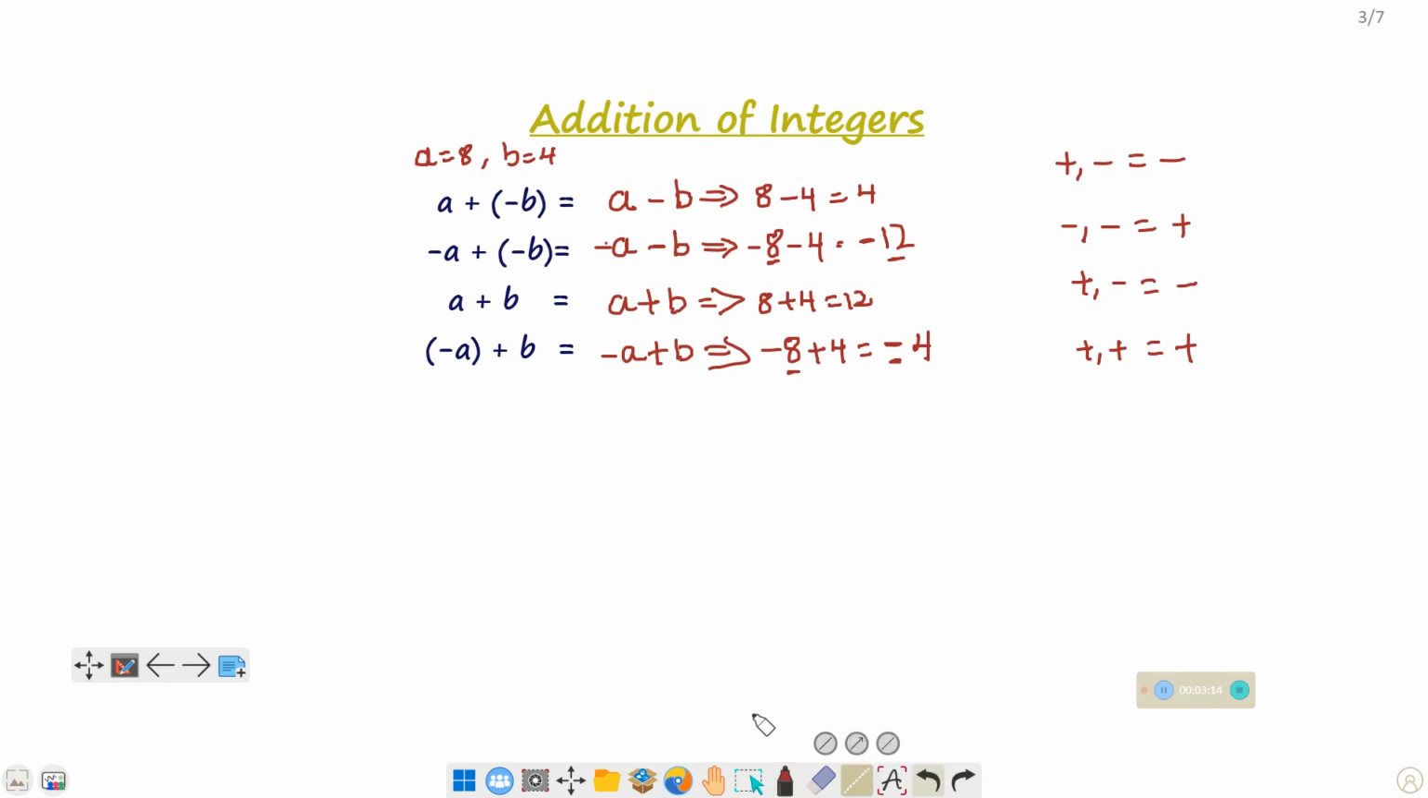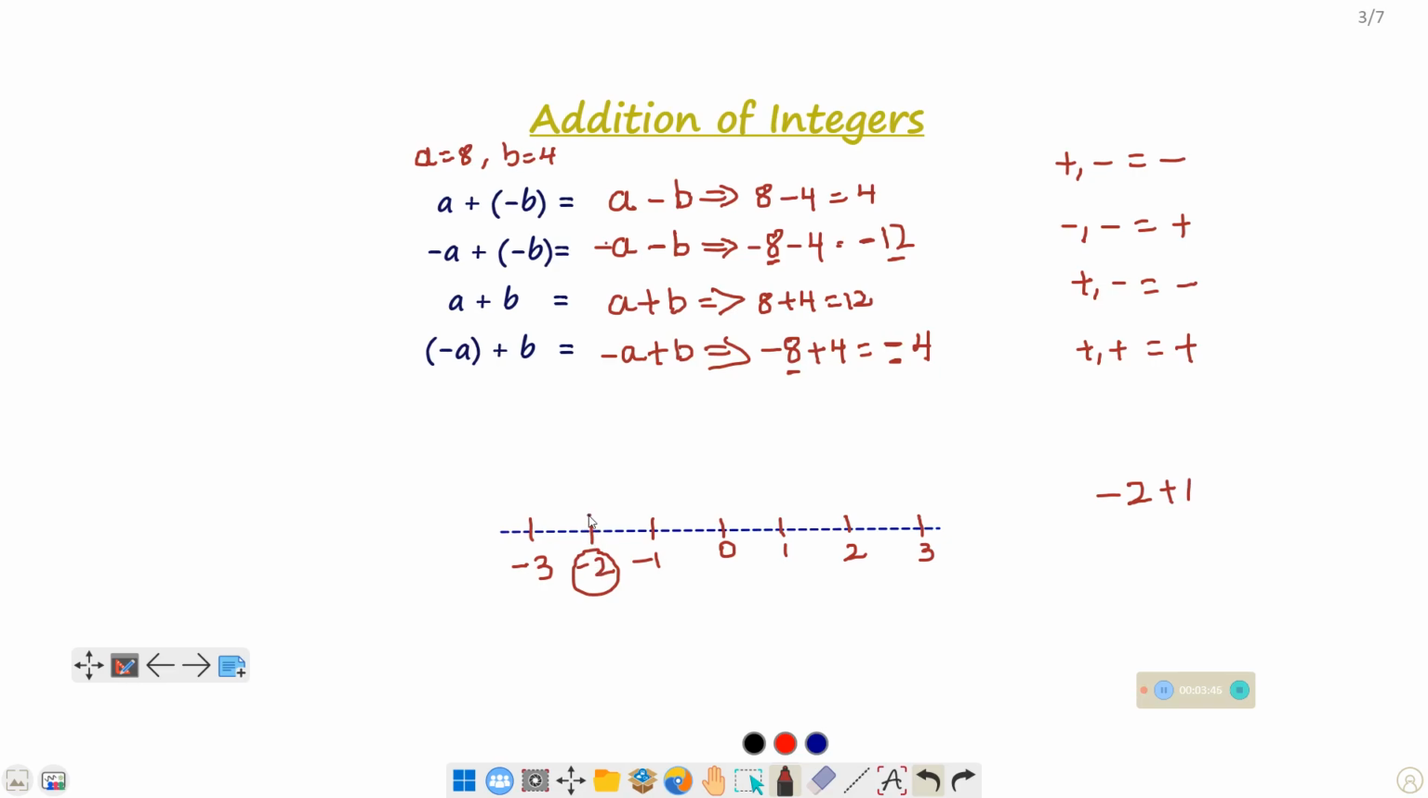Let's take a number line. For example, this is our number line here. Now I am marking some lines. Let's assume this is 0, 1, 2 and 3, and negative 1, negative 2, negative 3. For example, if I want to add negative 2 plus 1, what will it be? Here is my negative 2. I am now going one jump forward, where we are reaching negative 1. So negative 2 plus 1 is negative 1. This is how the sign will be that of the greatest number.